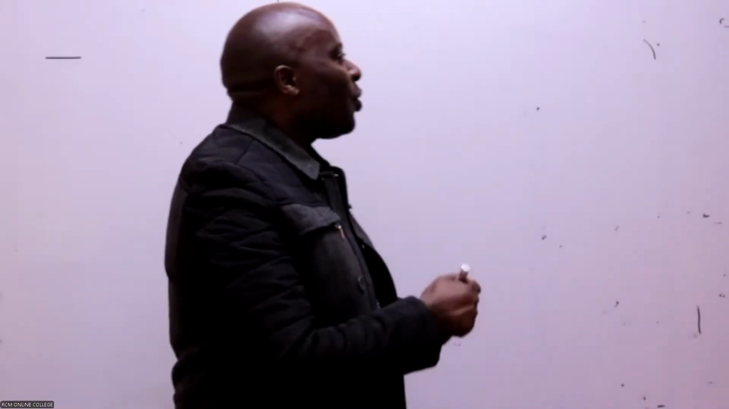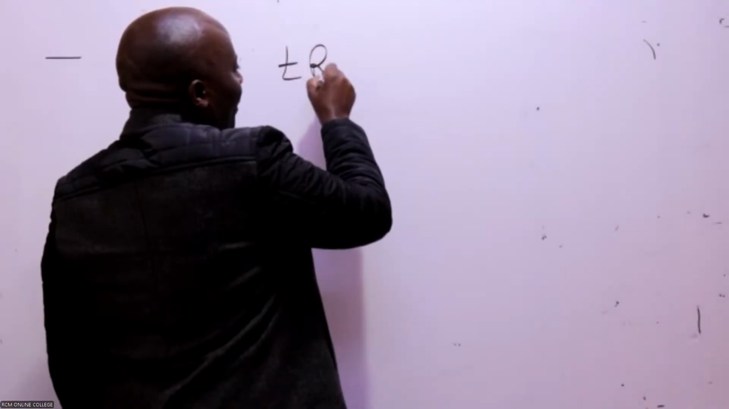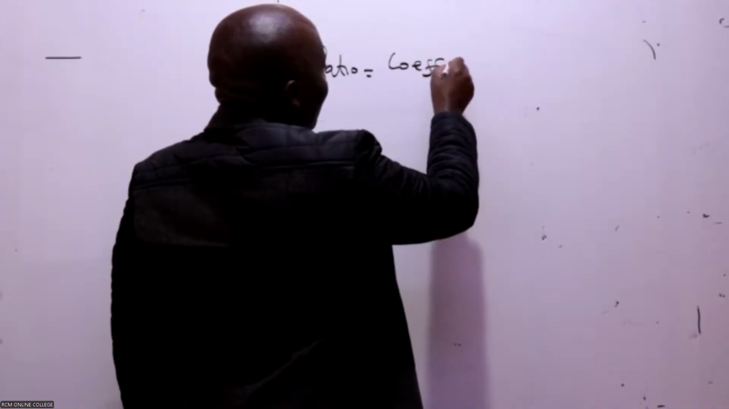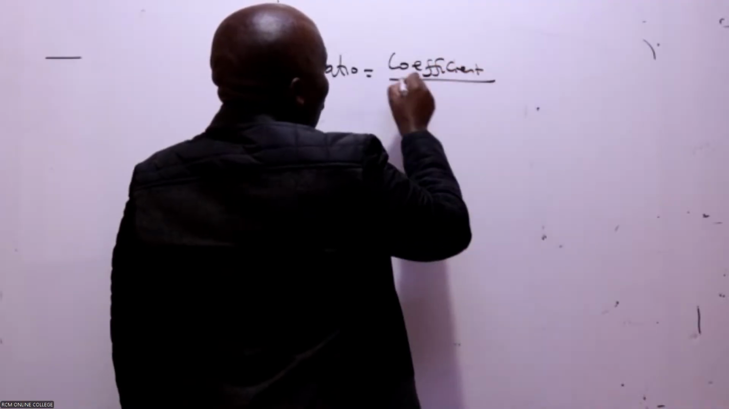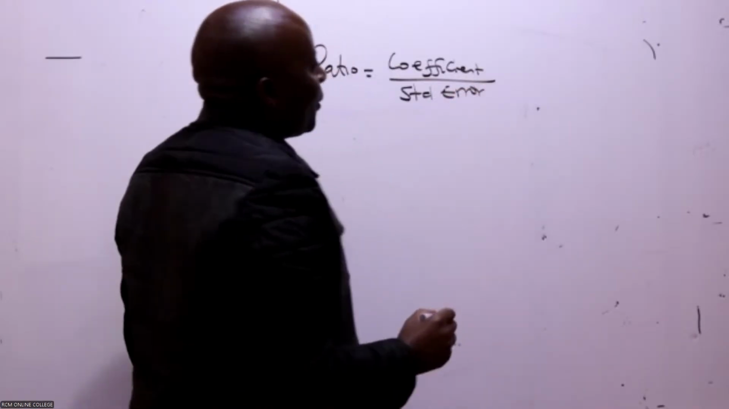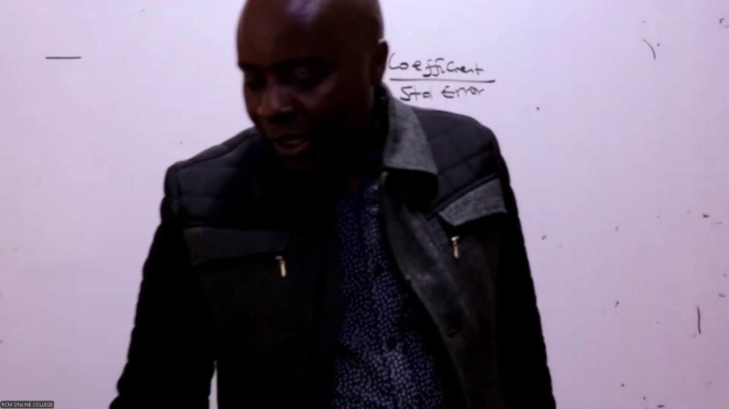So they're telling me, Mwalimu, this one we know, T ratio. Anytime they want us to get the student's T ratio, it will be equal to the coefficient all over the standard error of the coefficient. So then we come to our question that we are sharing. Thank you so much.